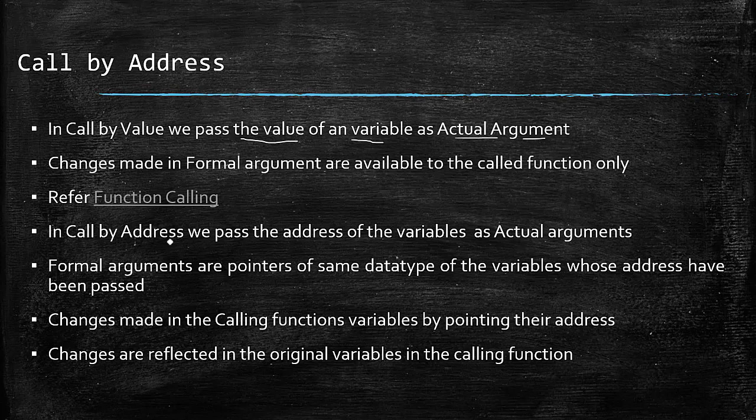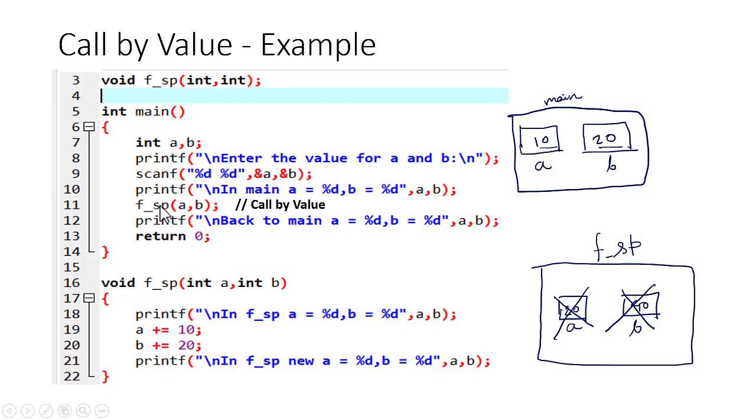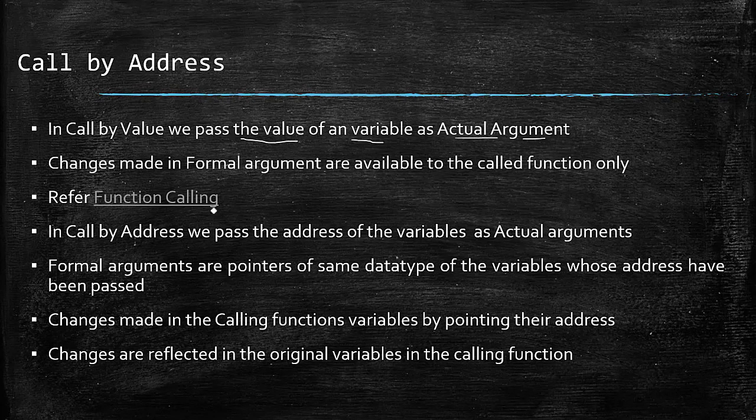We have seen that in the example of the function calling. If you remember, we have already explained why the values of a and b in the main function are not changed to 20 and 40 according to our code. Now, in case of call by address, as we have already mentioned, we pass the address of the variable as the actual argument. The formal arguments are pointers of the same data type as the variable whose addresses have been passed as the actual argument.